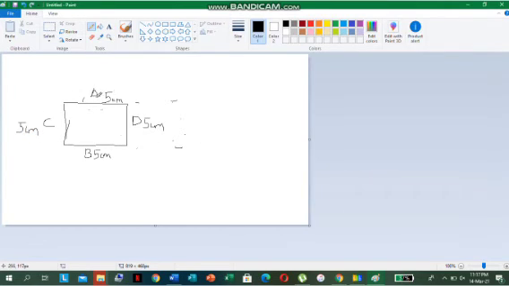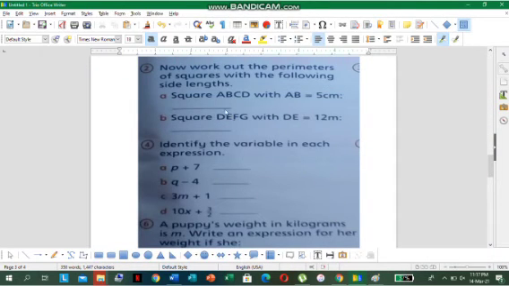Perimeter means adding the distance around. So we're adding the distance around this figure here. 5 plus 5 is 10. 10 plus 5 is 15. 15 plus 5 is 20. So the perimeter is what? The perimeter is 20. So good. See that? Easy.